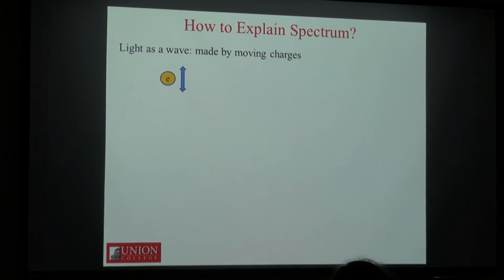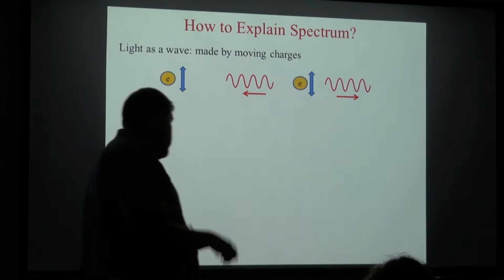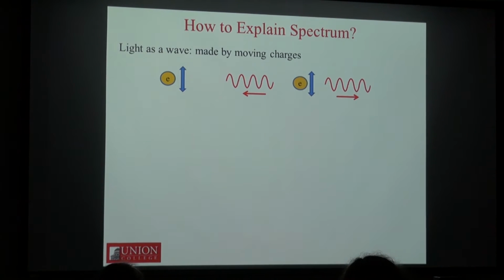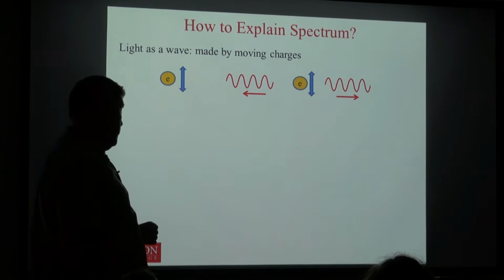Well, in the late 1800s, everybody knows that light is a wave. It's an electromagnetic wave. It's made by moving charges. So if you have an electron, you wiggle that electron back and forth. That makes a wave that travels out from that electron. Or if a wave comes in, that electron sitting there, it jiggles the electron up and down, and that does something to the atom. So there's this relationship between moving charges and light.